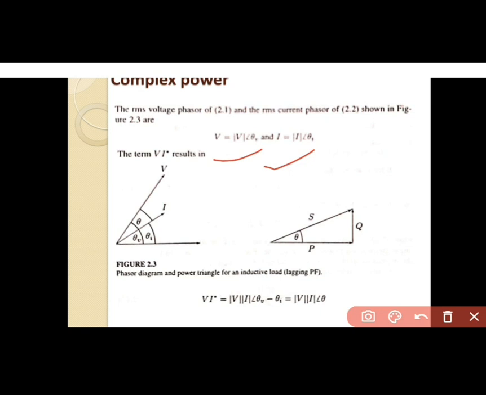Now we go to the phasor diagram. Inside the phasor diagram, three terms should be defined. First is P, which stands for the active or real power. Second is Q, which stands for the reactive power, and S, which is considered the apparent power.